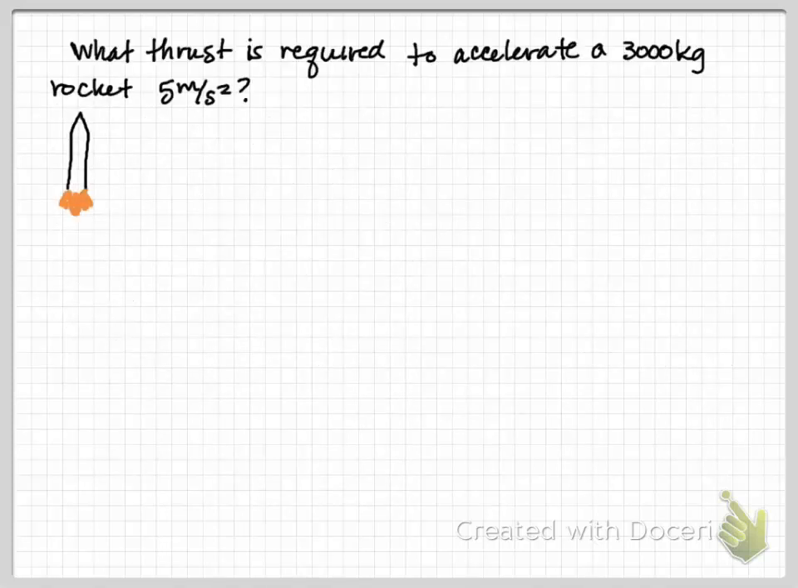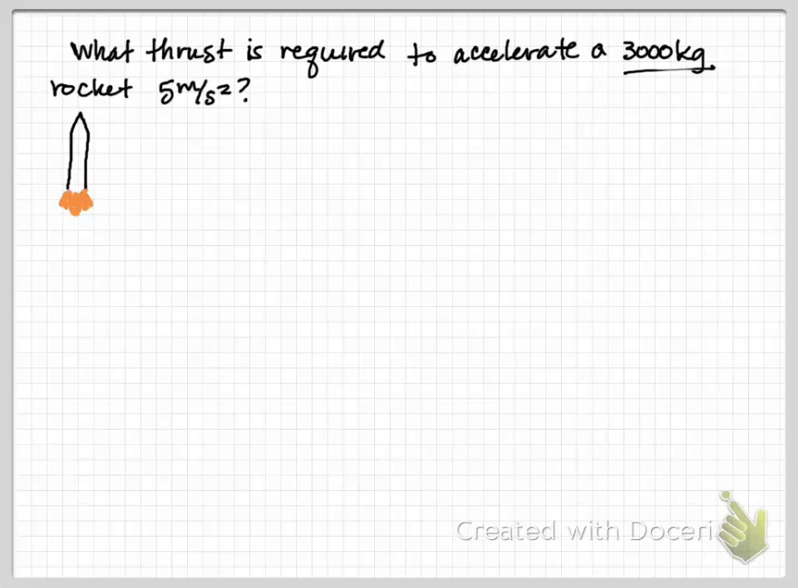Last one. Rocket problem. Pretty classic. So the rocket's being launched. The question is, if it has a mass of 3,000 kilograms, and we want to accelerate it at 5 meters per second squared, what sort of thrust is required?